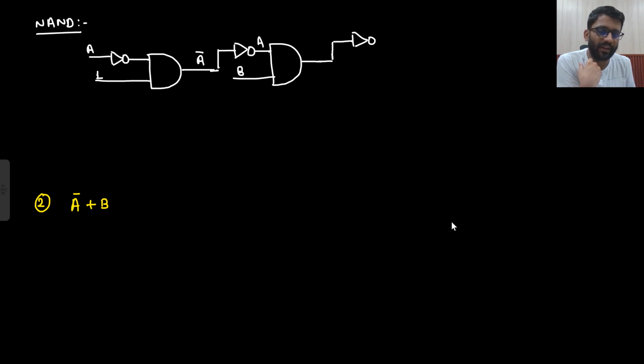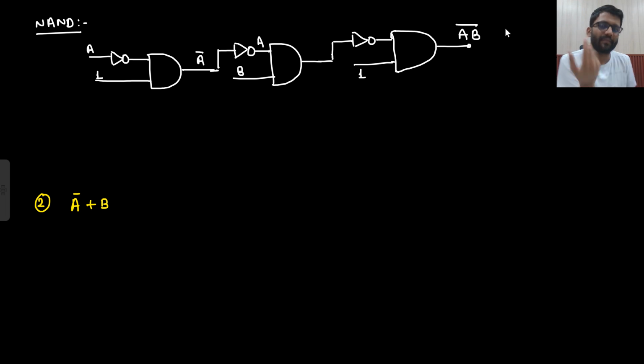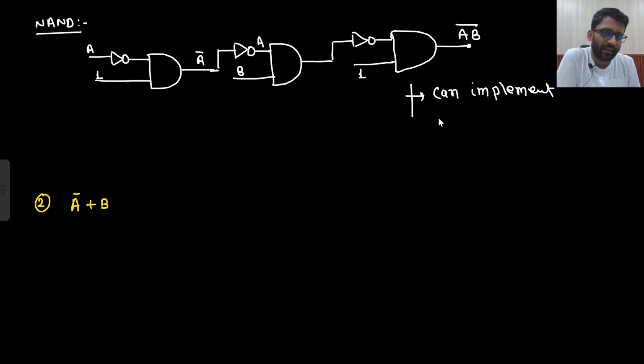So if I am able to make a NAND gate, then from NAND gate I can implement anything. Any single thing I can implement from the NAND gate. So that's it. This I will put as 1. This will be my AB bar. Well and good. Very easy. So if I am able to implement NAND gate, then it can implement any Boolean expression.